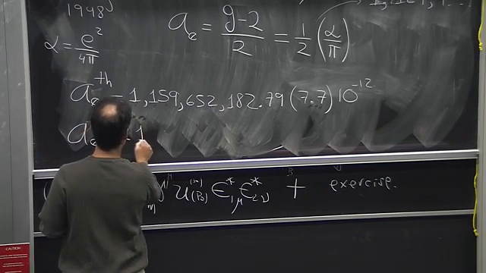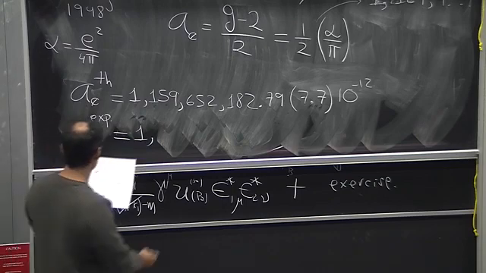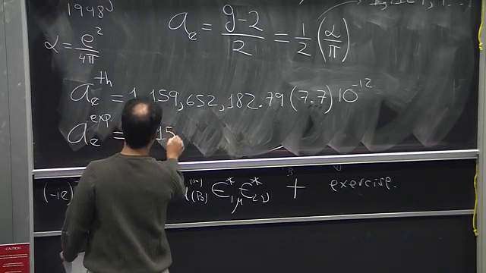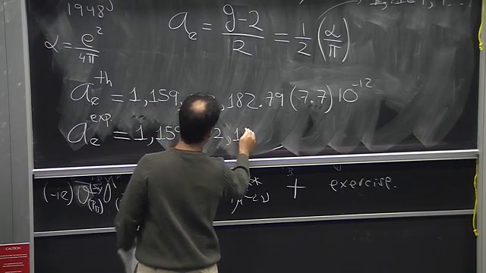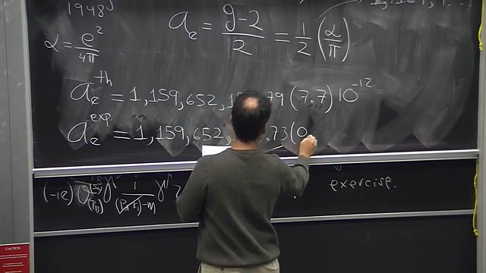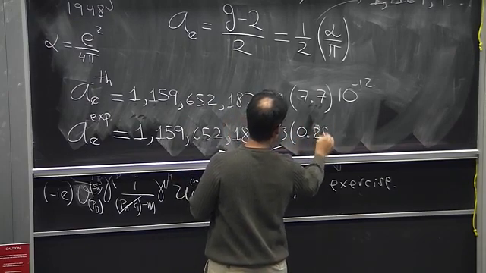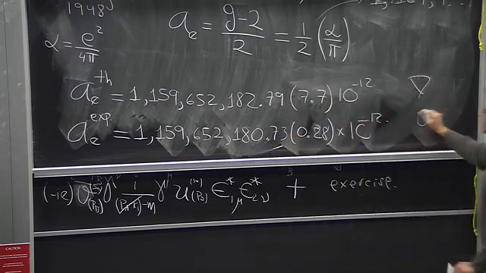Okay, so here we go. This is in 2010, this is the state of the art of experimentalists. We get 1,159,652,180.73, with an error of 0.28, times 10 to the minus 12.